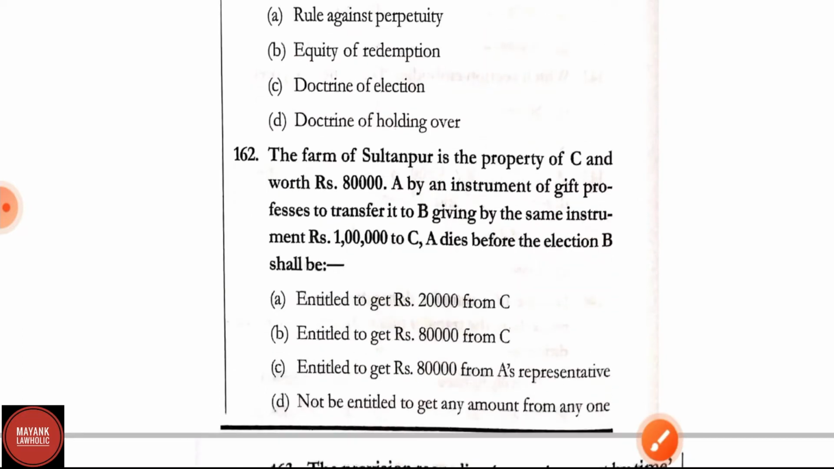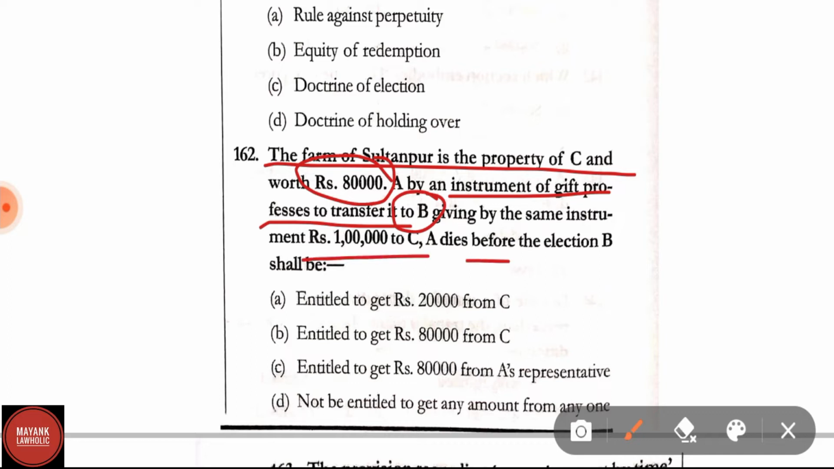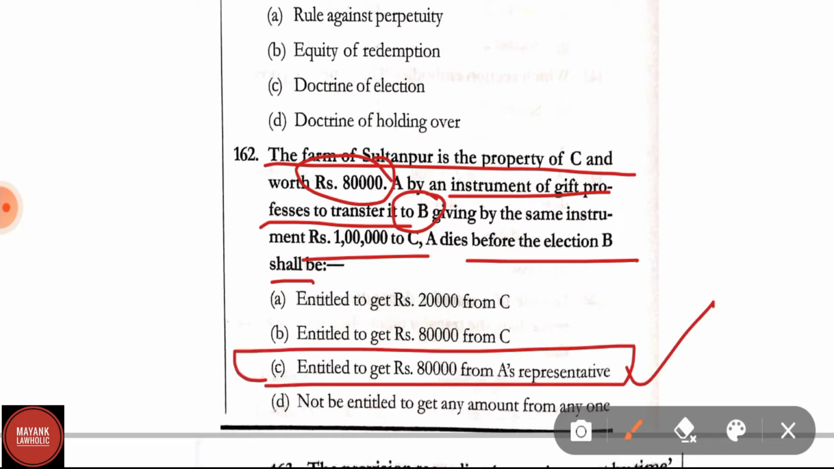Question number 162. The farm of Sultanpur is the property of C, worth rupees 8,000. A, by an instrument of gift, professed to transfer it to B, giving by the same instrument rupees 1 lakh to C. A dies before the election. B shall be entitled to get rupees 20,000 from C, entitled to get rupees 80,000 from C, entitled to get rupees 80,000 from A's representatives, not to be entitled to get any amount from anyone. Here correct answer is option C, entitled to get rupees 80,000 from A's representative.